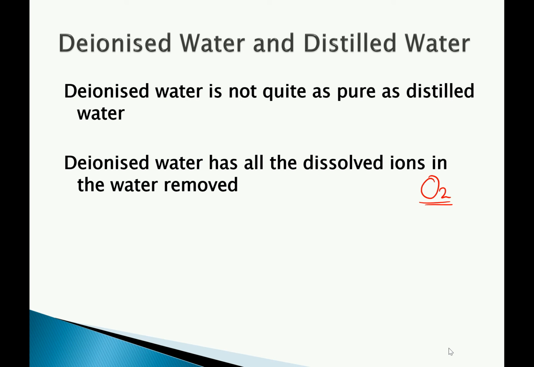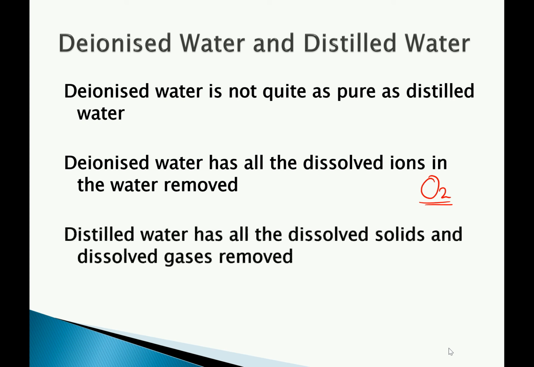Whereas when we deionize the water, yes, we remove all of the ions, all of the salts, but the dissolved gases stay in that water. So it's not quite as pure, because the dissolved gases are still there. So deionized water is less pure than distilled water, because distilled water has the gases and ions removed, whereas deionized water only has the ions removed.